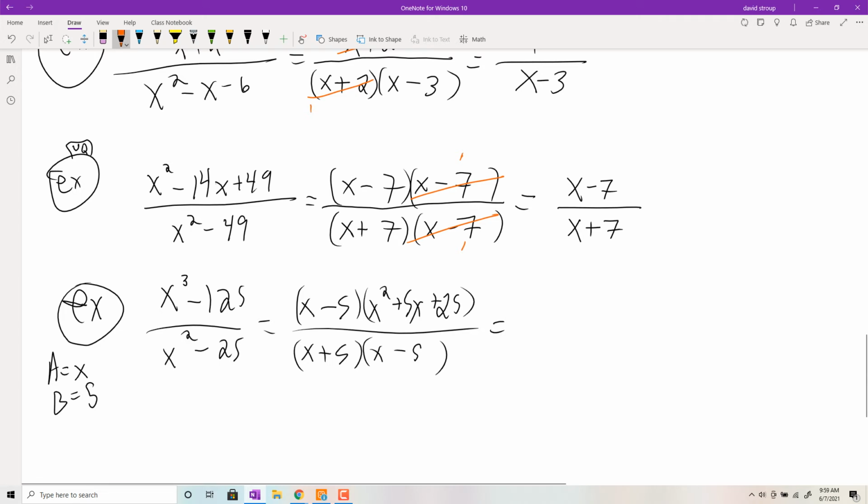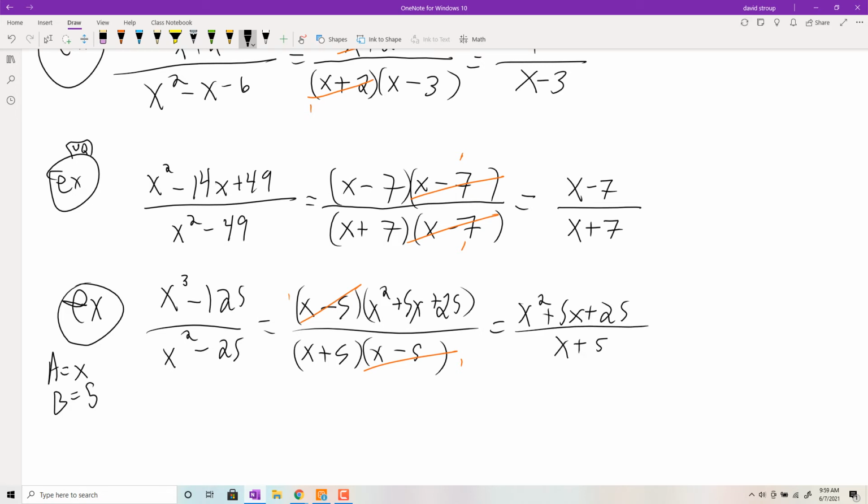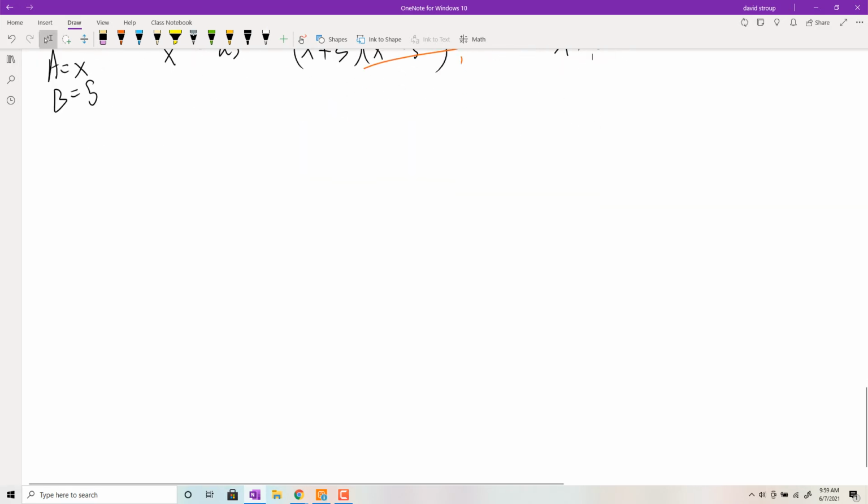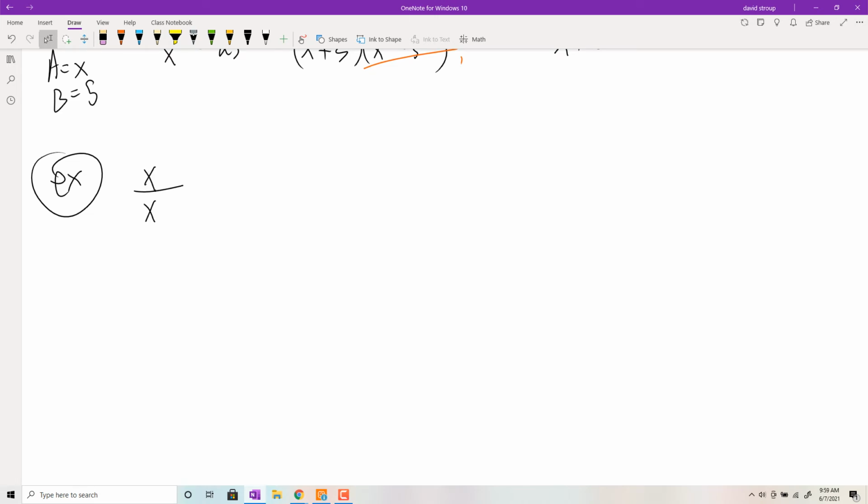Okay. You can remove a factor of x minus 5. And then I just have the trinomial up top, x squared plus 5x plus 25, and then the binomial on the bottom. Okay. Nothing else you can do. Okay, they will give you ones that you're not necessarily able to even simplify, just to make sure you've been paying attention.